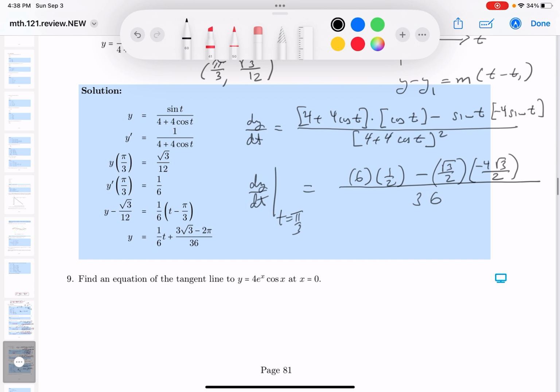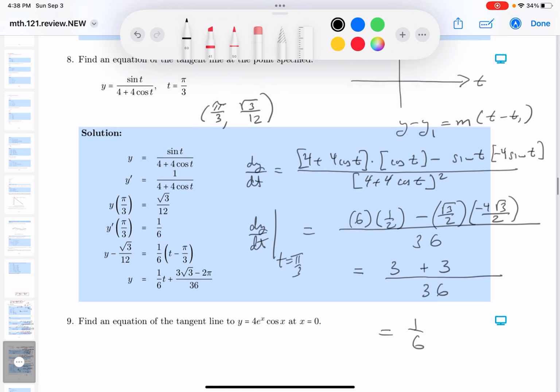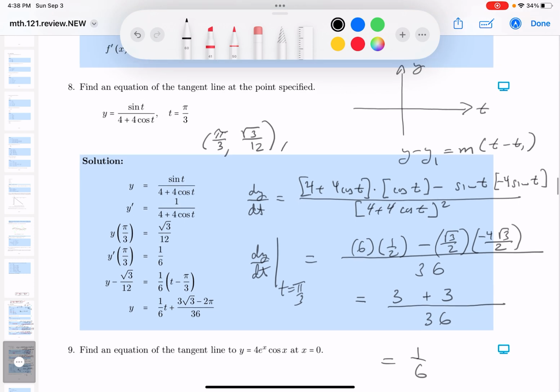And what do you get there? Well, 6 times half is 3. Then I get plus. By the way, the bottom is 36. And what do you get there? You just get 3. I want to check that again. 2 times 2 is 4. 4's cancel. Root 3 times root 3 is 3. Yeah, that's easy. What do you get there? 1/6. All right, let's go back up here. And I know the slope now of this particular line is 1/6.